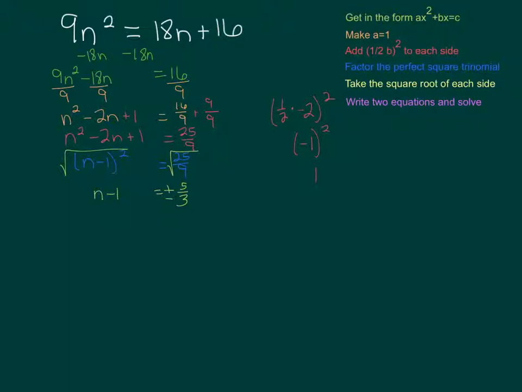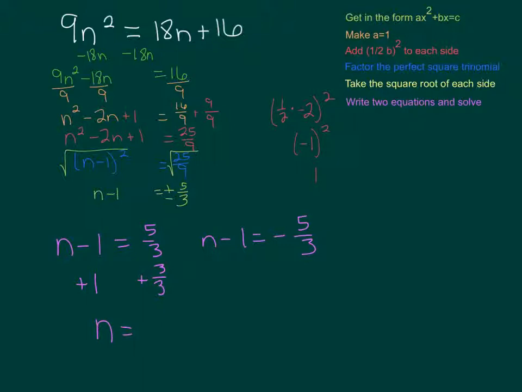Now for the last step, give us some more space here. Write two equations and solve. So n minus 1 equals 5 over 3. N minus 1 equals negative 5 over 3. So here I'm going to add 1 over here. Instead of 1, I'm going to add 3 over 3. Again, because it's a fraction, I'm going to get another fraction with the common denominator, and the denominator is 3.